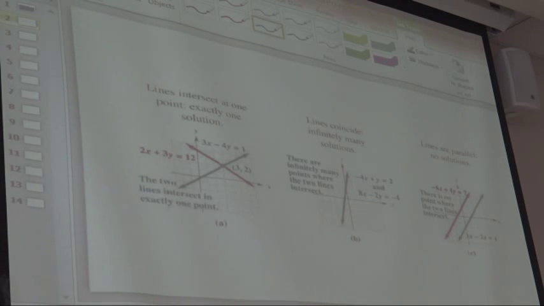Now, the first one is called a system. Although we don't use this definition, but anyway, the system is consistent. So when you say that the system is consistent, there is a solution, at least one solution. And for the equations, we have two different equations, and they are not the same. So the equations are independent.